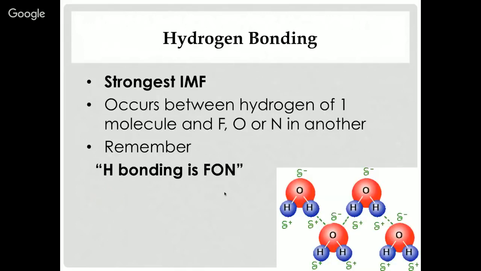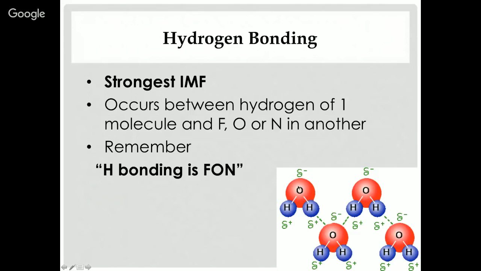And the strongest of these weak intermolecular forces is going to be the hydrogen bonding. This occurs between hydrogen of one molecule and either fluorine, oxygen, or nitrogen in another. And I'm sure every teacher gives this little saying here: hydrogen bonding is fun. It helps you remember that it's hydrogen and then one of these other very electronegative elements.